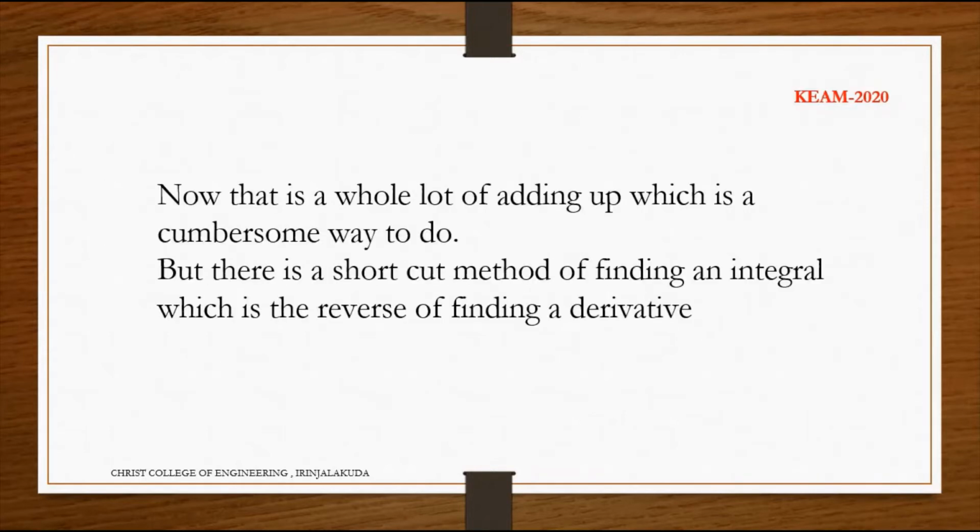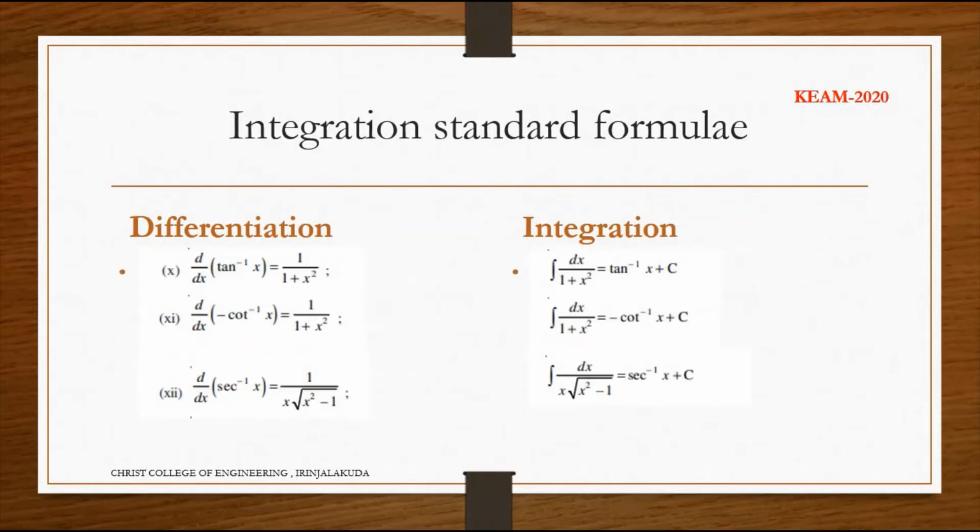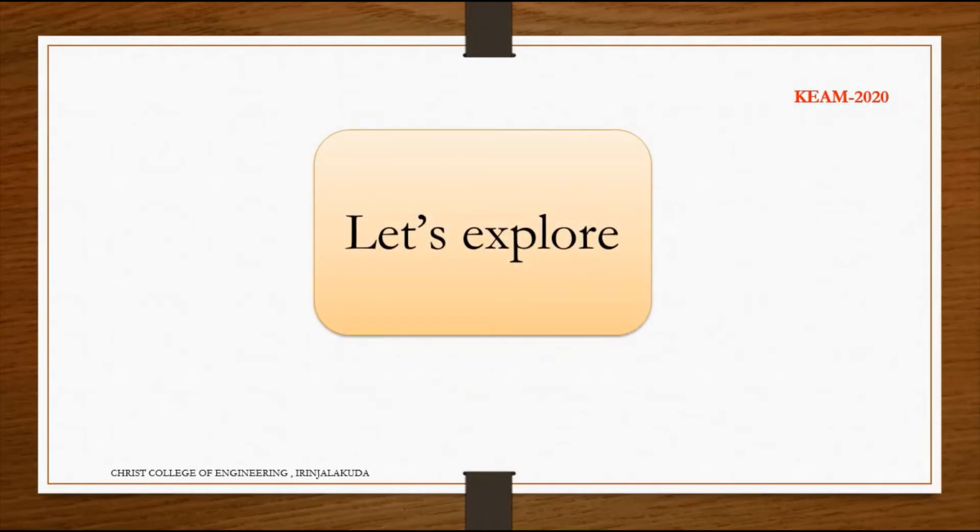But the process of adding all the areas of the rectangles and then approximating it with the area under the curve f of x seems not to be a practical way of solving the problems, and there is a shortcut method of finding an integral, which is nothing but finding the reverse of a derivative. Now here are some integration standard formulas. You can pause the video whenever you like and then go through all the formulas. Now let us begin solving a few questions which occurred in previous year question papers.